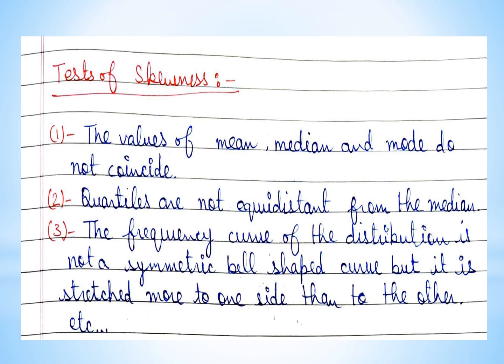Now come to third point. The frequency curve of the distribution is not a symmetrical bell-shaped curve, but it is stretched more to one side than to the other. So these are the three methods by which we test the skewness of any frequency distribution curve.